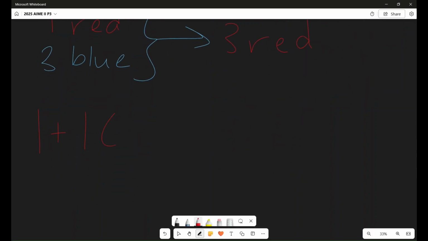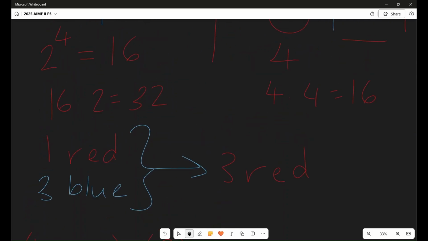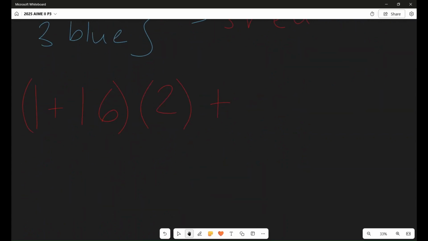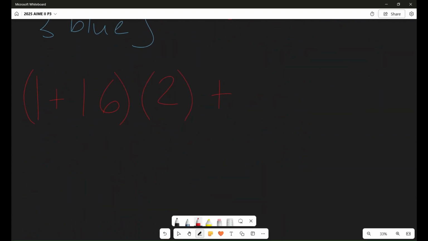So we get 1 plus 16 from the first 2 cases. Then we can multiply that by 2 for the symmetry. And then we can add our results from this final case here, where we got 32 and 16. So we can add 32 and 16 here. This comes out to 34 plus 32 plus 16, and that adds up to 82.